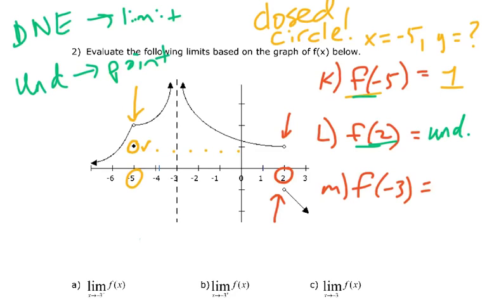And finally, M is f of -3. Well, here's -3. Again, I have a vertical asymptote at -3. Just by that fact, having a vertical asymptote, we know that you cannot touch this line. Therefore, no point can be plotted on that line. So again, f of -3 is also undefined. There is no point plotted anywhere in that spot at that x value.